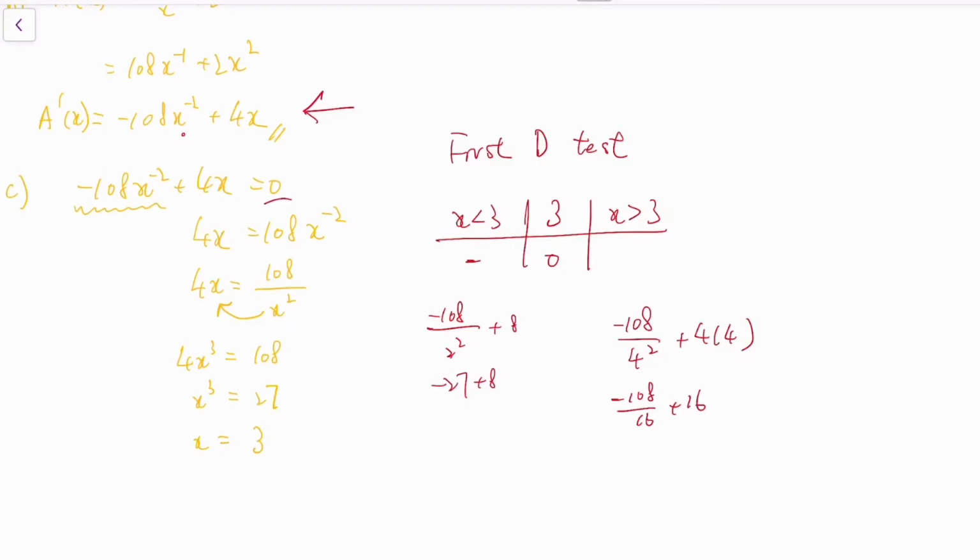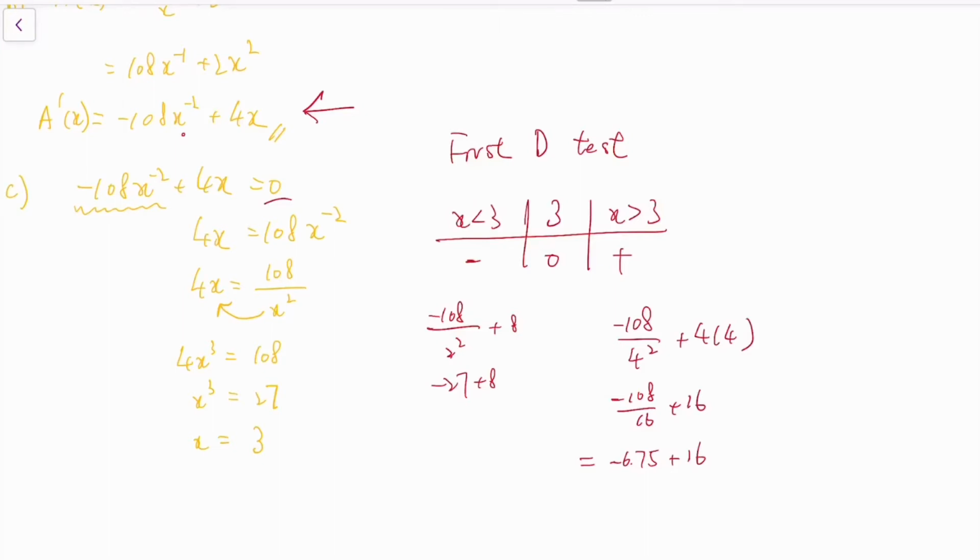Now this is why this question didn't ask you to do it, because 108 divided by 16 is not the easiest thing to do with our calculator. You can do it, but I don't think IB cares about that. Okay, that's not the point of IB.